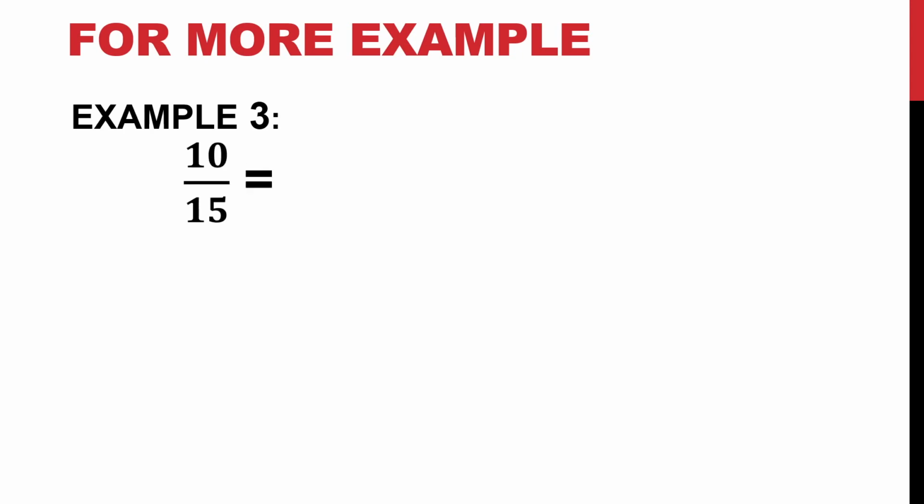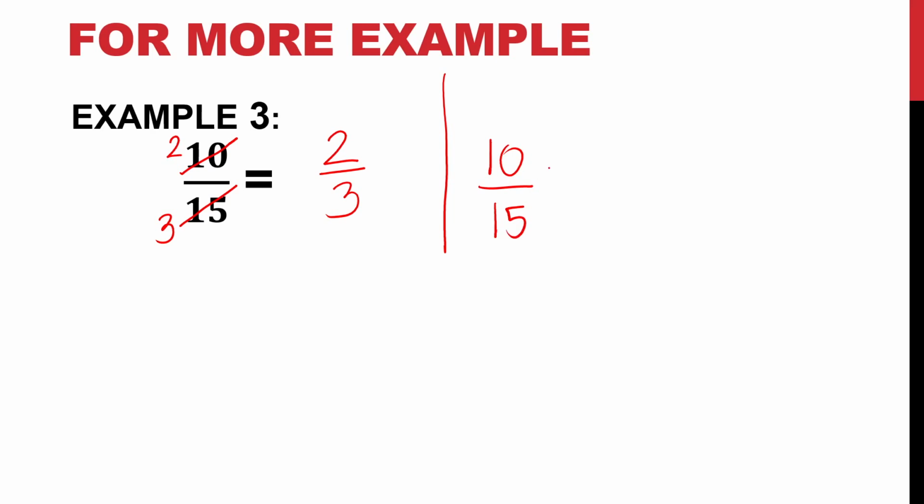Let's have more on this. Let's simplify more fractions. This one, what is common between 10 and 15? 5, sir. So, divided by 5, what happens to 10? It becomes 2. Divided by 5, 3. So, therefore, what's your answer? 2/3. Or you can show the solution, divided by 5, divided by 5, that is still 2/3.